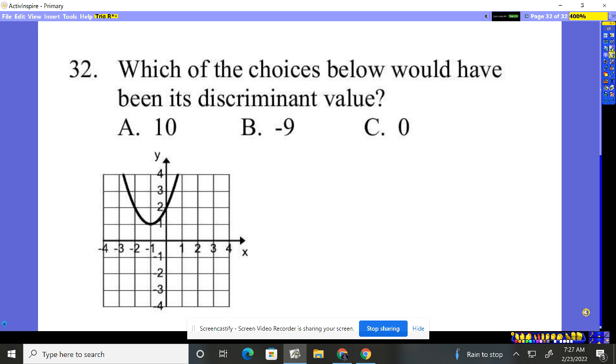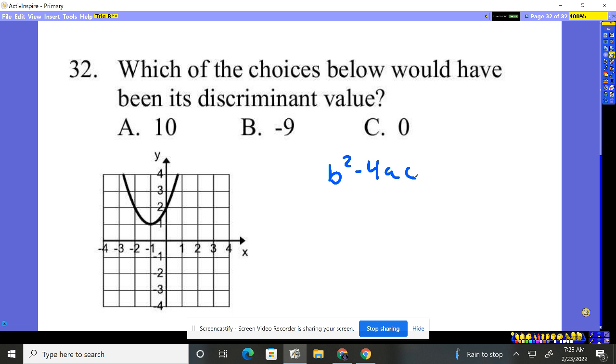Number 32, which of the choices below would have been its discriminant value? The discriminant value is b squared minus 4ac. Remember, if that guy ends up being a negative, there's no solution. If he ends up being positive, there's 2 solutions. And if it ends up being a 0, there's 1 solution.